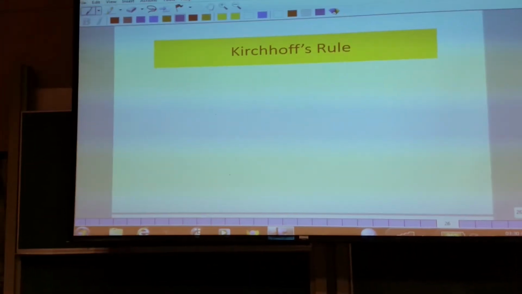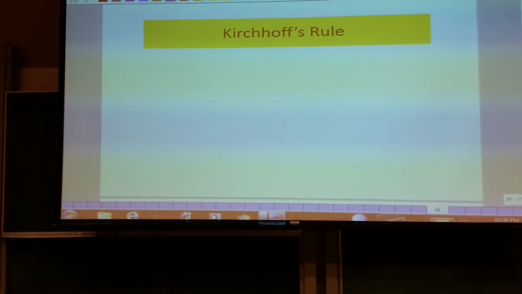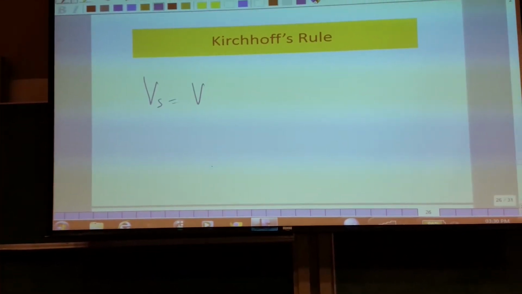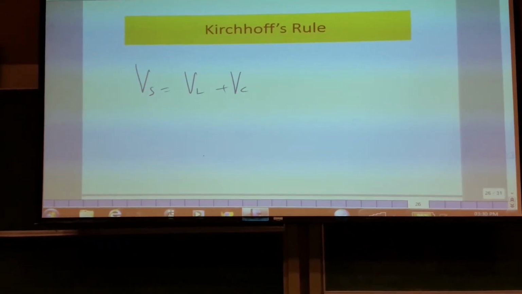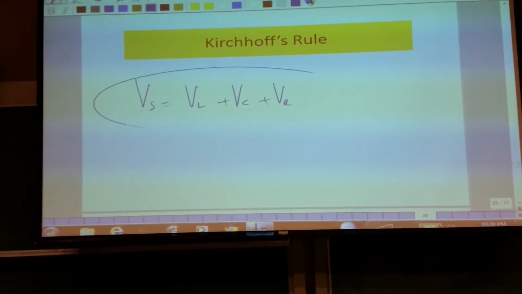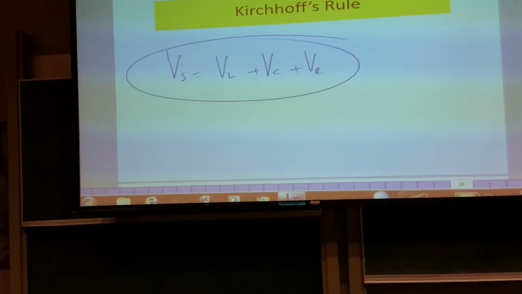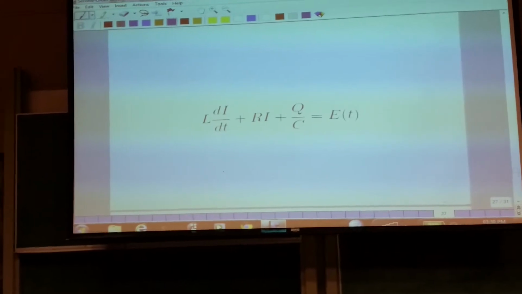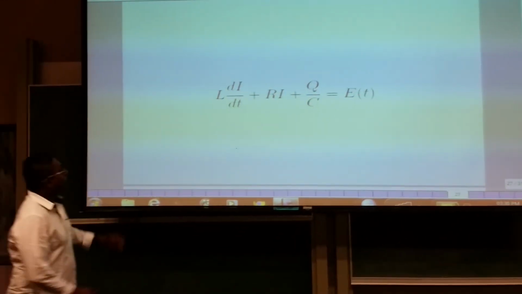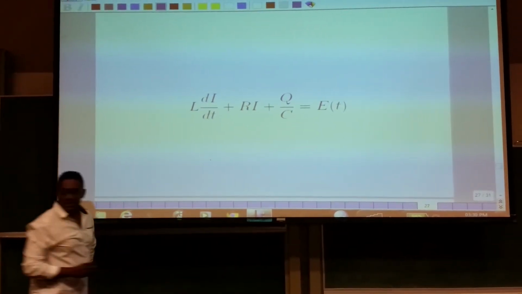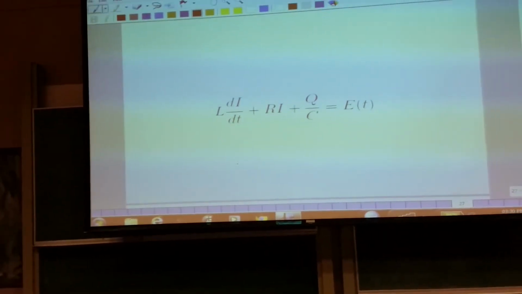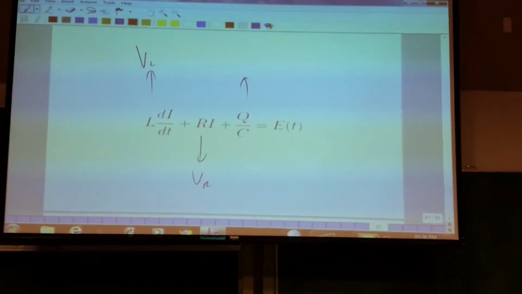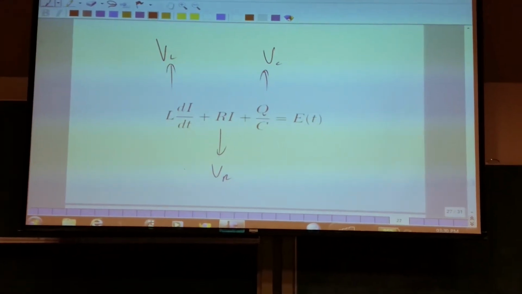If you look at Kirchhoff's rule, then we notice that the voltage over the source equals the voltage over the inductor plus the voltage over the capacitor plus the voltage over the resistor. Like this. From your knowledge of that voltage, you can write down for the inductor L di/dt. That's the voltage drop there, which we call VL. Voltage over the resistor, voltage over the capacitor. This is the source.